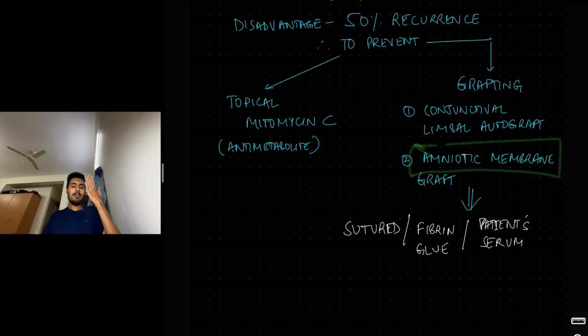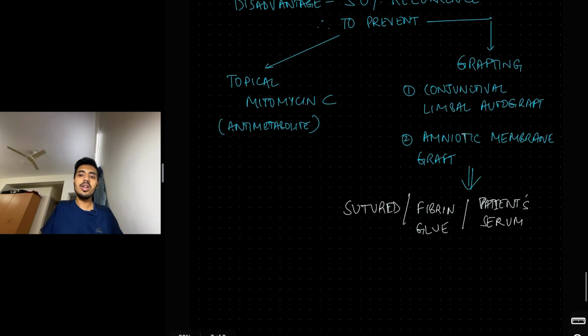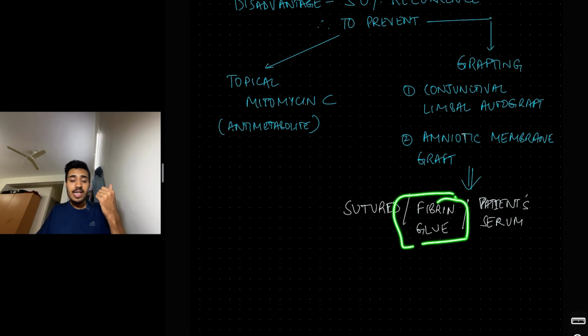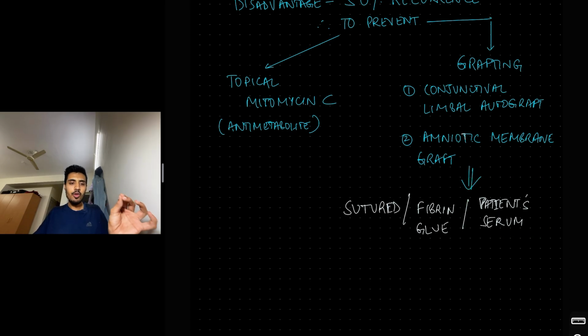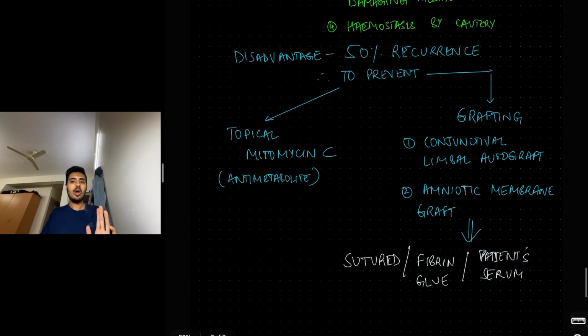Now, you can't just simply place the graft there. You have to either suture it onto the sclera underneath, or you can put fibrin glue, and recently they have started to use even the patient's own serum. Just a few drops of the patient's serum itself acts like a glue, and then it makes the graft stick to the part where the pterygium was excised. So that is about how to prevent recurrence.